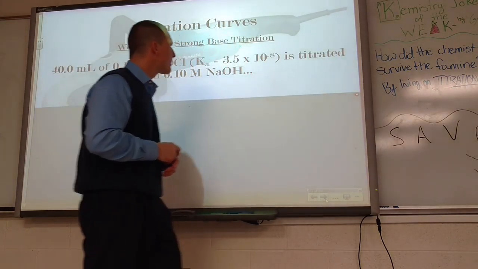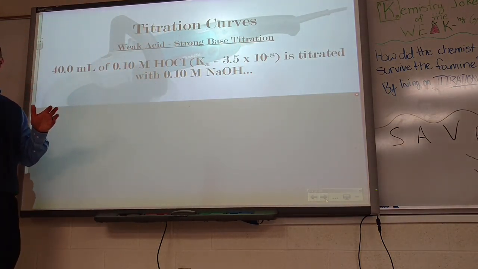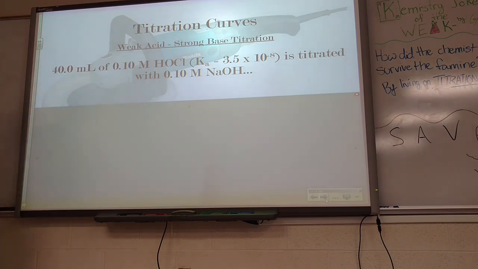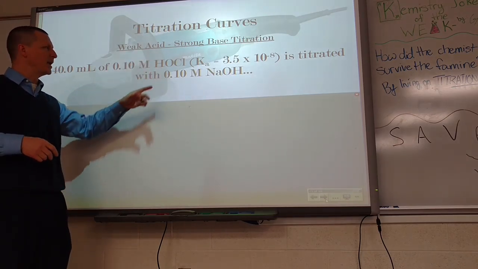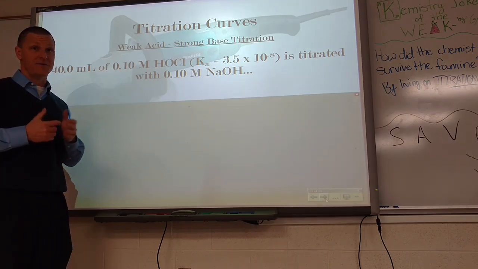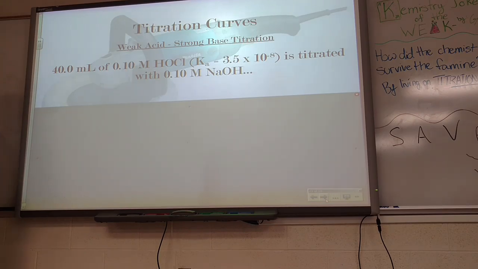So, let's go ahead and we're going to do just one slide with two data points on it, and we quit. Our acid that's going to be in the beaker at the beginning is going to be hypochlorous acid, HOCl. It's a very weak acid, as you see from its Ka value. So we'll use a strong base to titrate it.